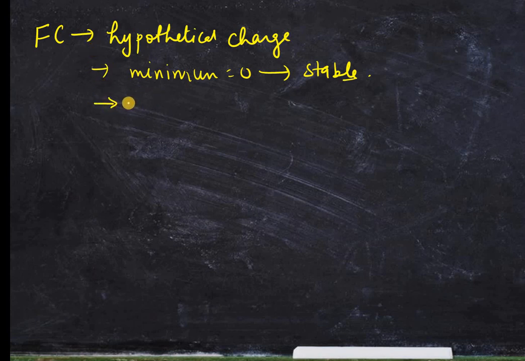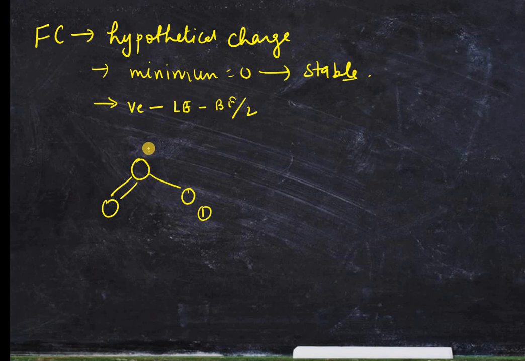There is a formula for the formal charge. The formal charge equals valence electrons minus lone pair electrons minus bond pair electrons divided by 2, and you have to count this for each atom. So let's count for this oxygen, the first, second, and third, and arrange the electrons how they were. So it was like this.